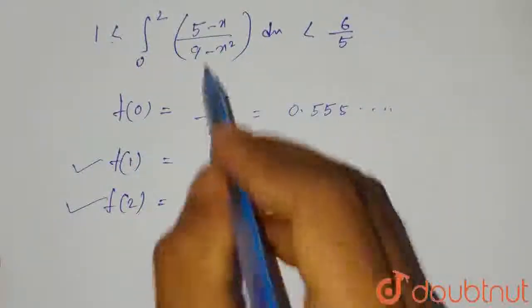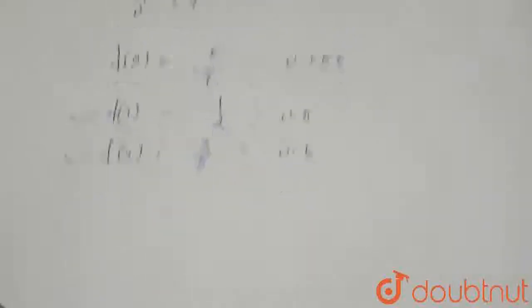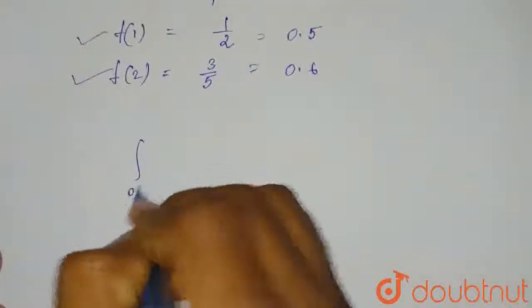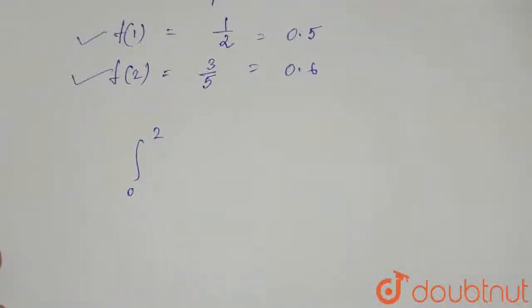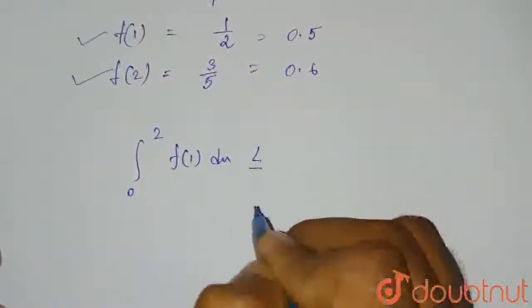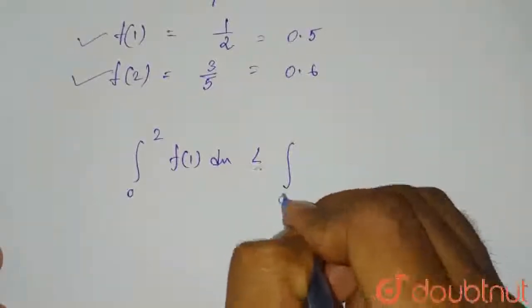So what we have to find out? Integration 0 to 2 f of x dx. It can be written as, if we take the minimum term, integration 0 to 2, the minimum value of f of x is f of 1. So it will be f of 1 dx less than or equal to integration 0 to 2 f of x.